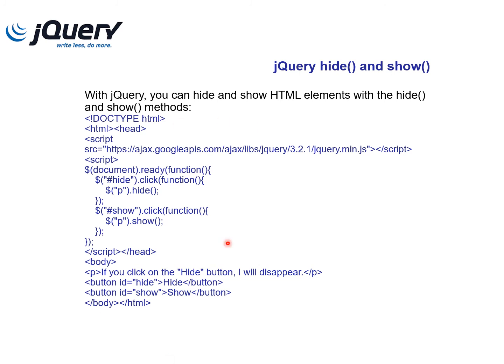So when this particular web page is loaded, it contains a paragraph like this: if you click on the hide button, I will disappear. Then two buttons are there, one is hide and one is show. If we click the hide button, this paragraph will disappear. If you click the show button, this paragraph appears again on the web page.